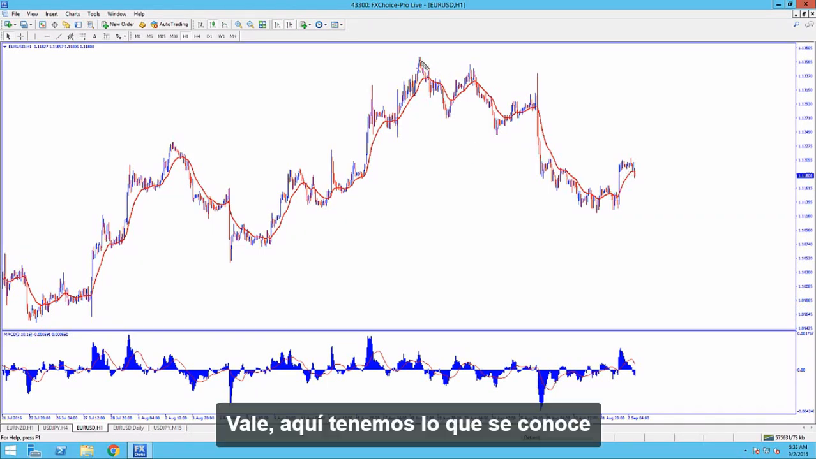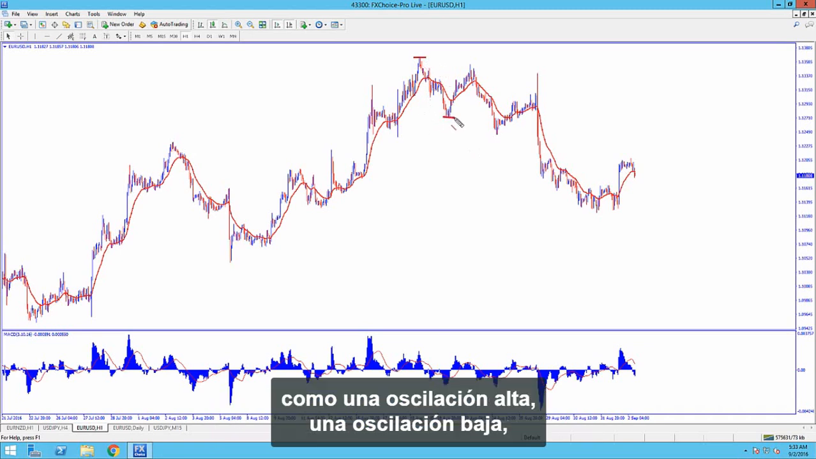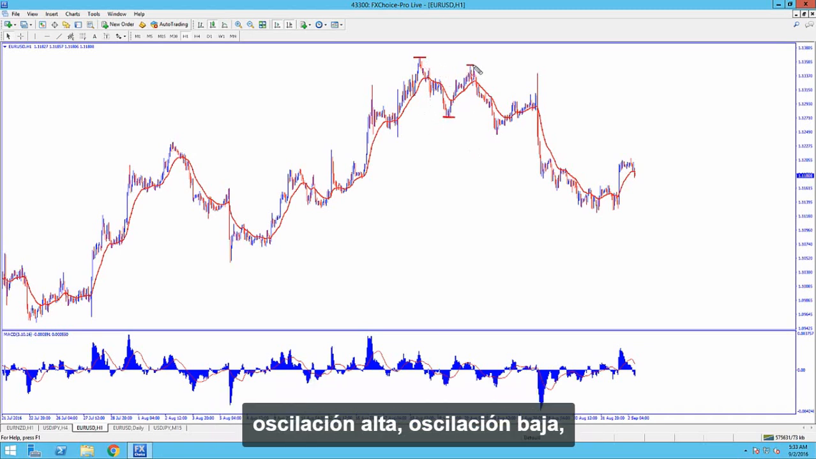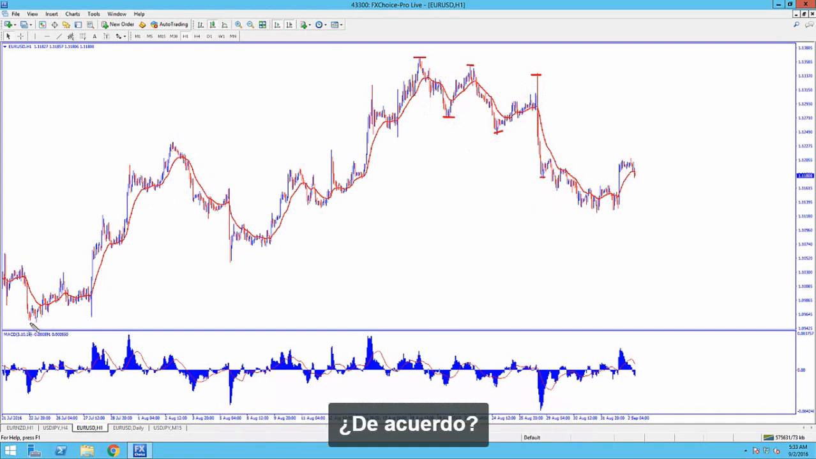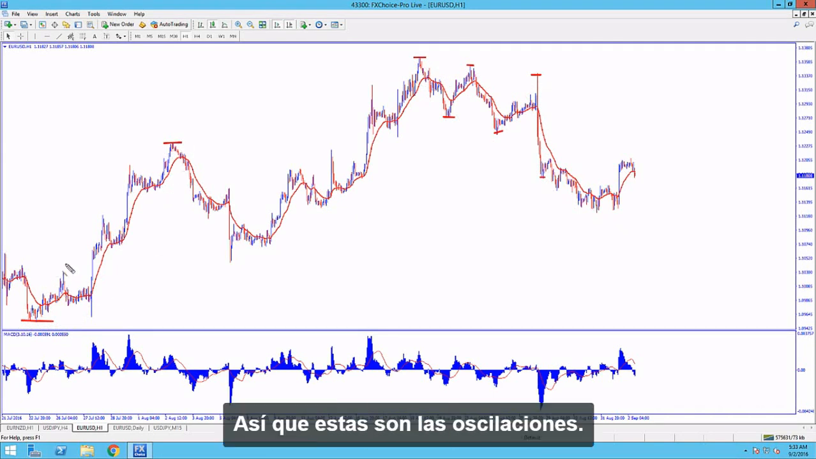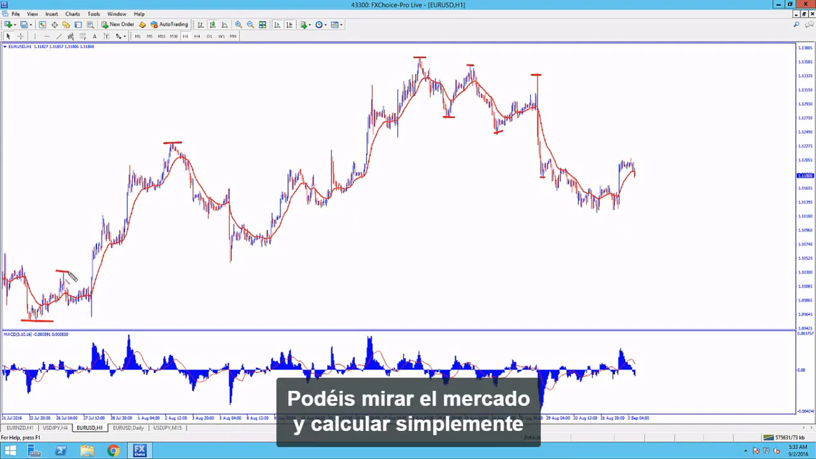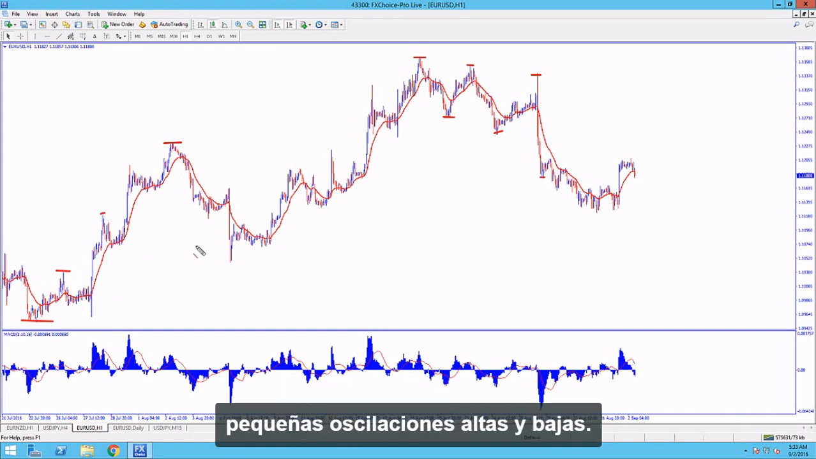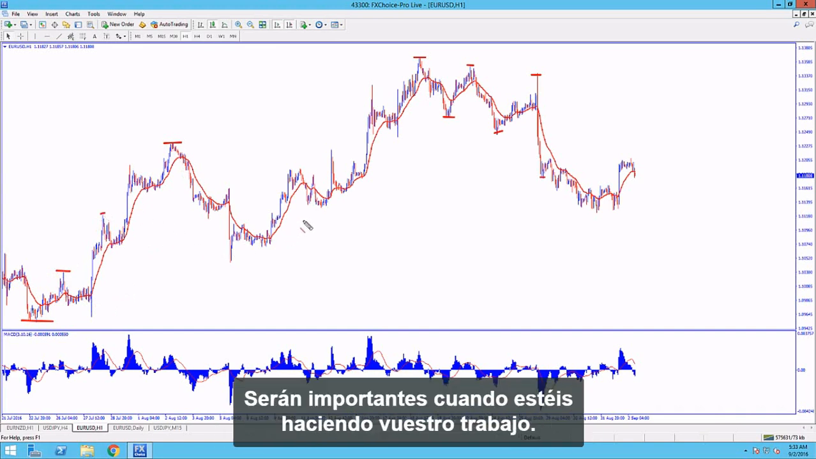Okay, here is what they call a swing high, a swing low, swing high, swing low, swing high, swing low. Okay, this is a low, that's a high. So these are swings. You can look at the market and just determine little swing highs and swing lows. They do play a part later on when you're doing your work.